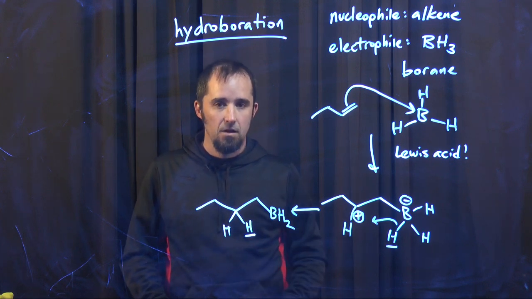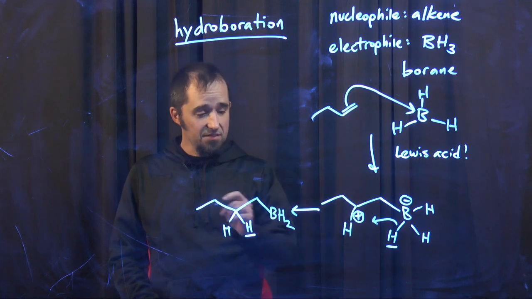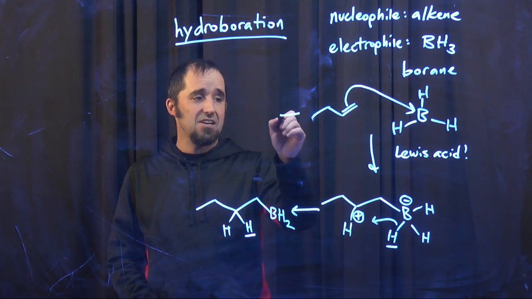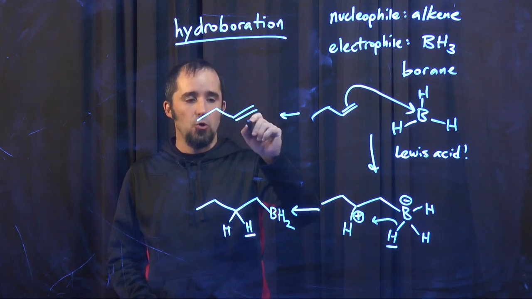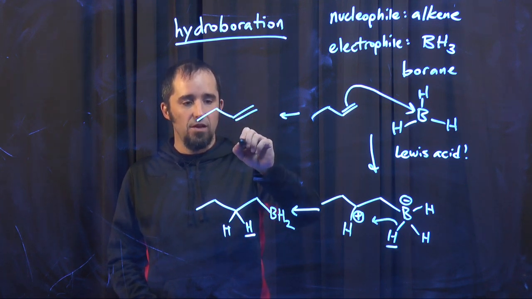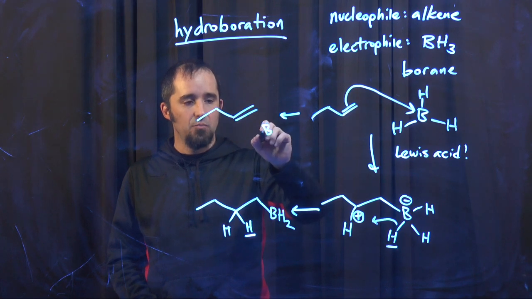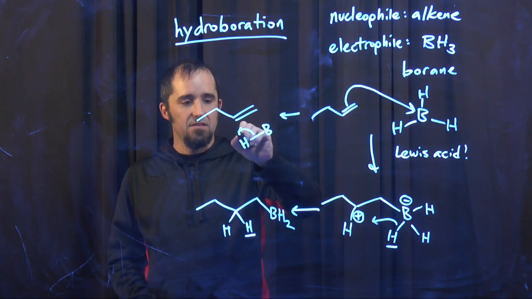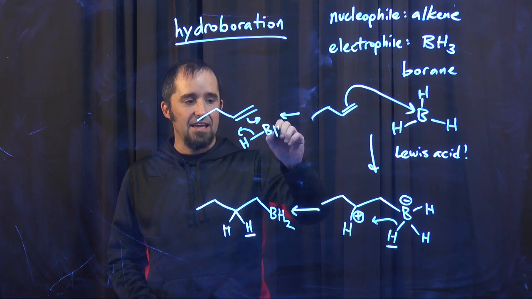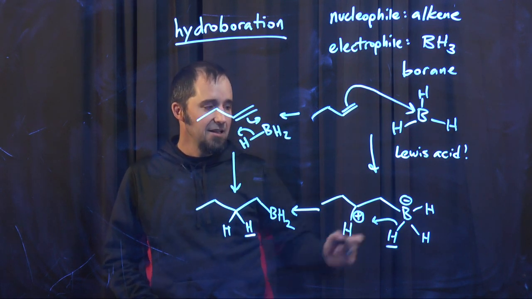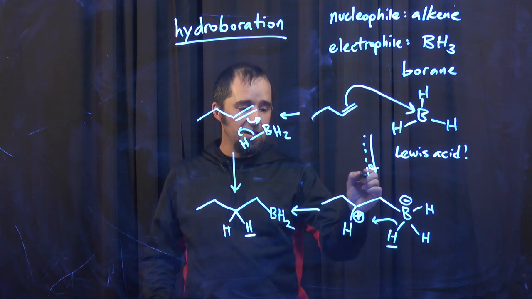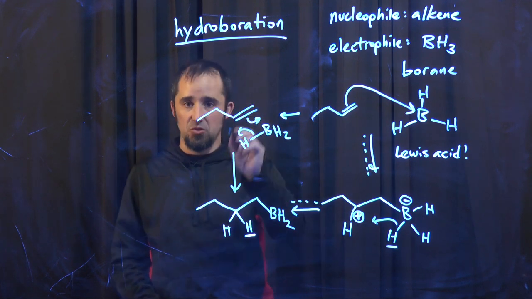Does it actually work this way? Not really. What actually happens is that all of this happens at the same time. So this double bond swings out and grabs boron, and these bonds are transferring at exactly the same time. You end up with the same product. So again, this is how I think about it, but this is how it actually goes.